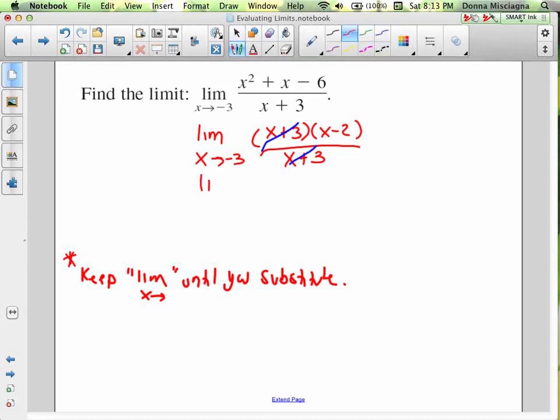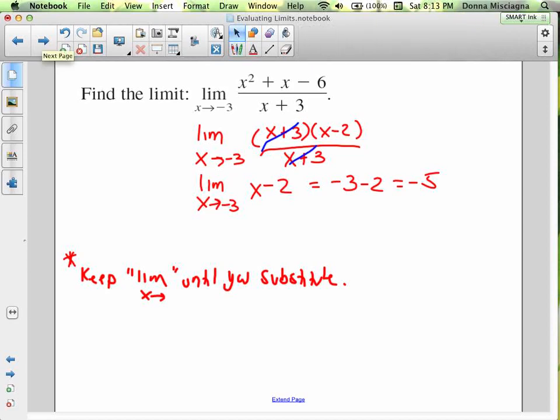So we have the limit as x approaches negative 3 of x minus 2. Now when you're ready to substitute, you can drop the limit. Not until that point. So it's just going to be equal to, I'm going to plug in the negative 3. Negative 3 minus 2, that's going to be negative 5. So from the left-hand side and the right-hand side, our function is approaching negative 5.